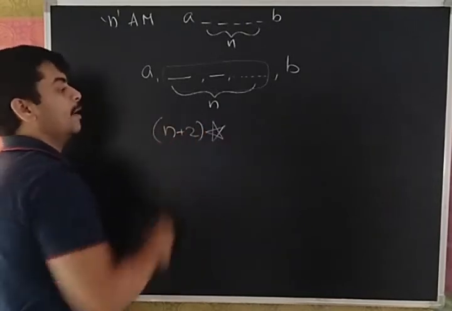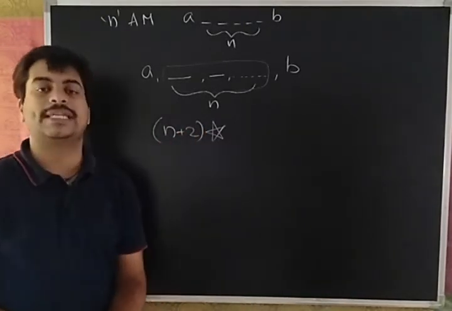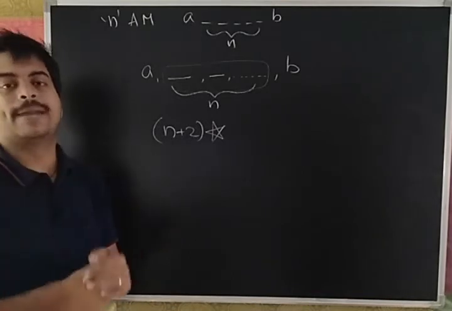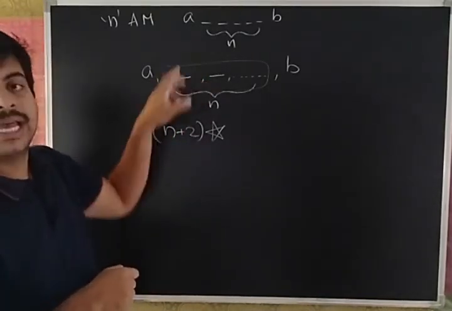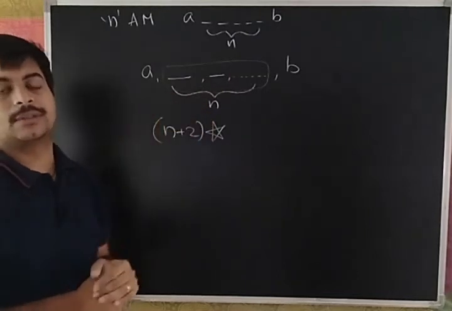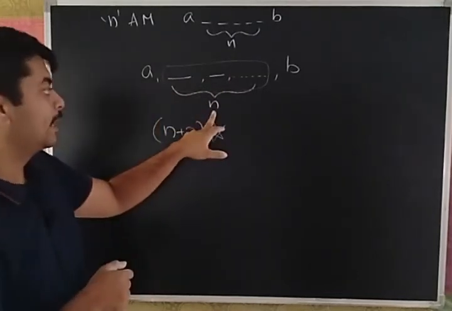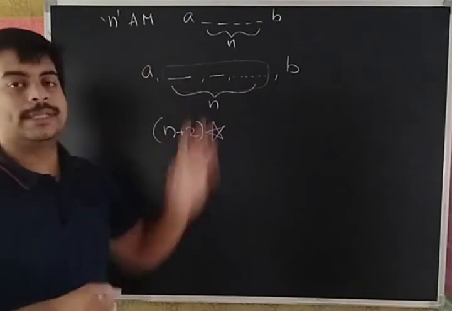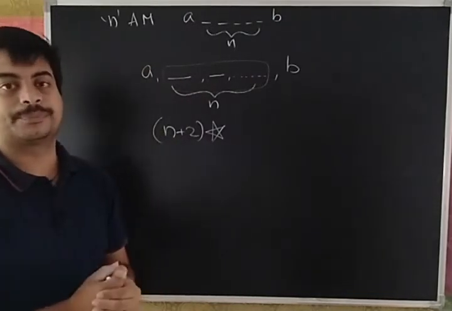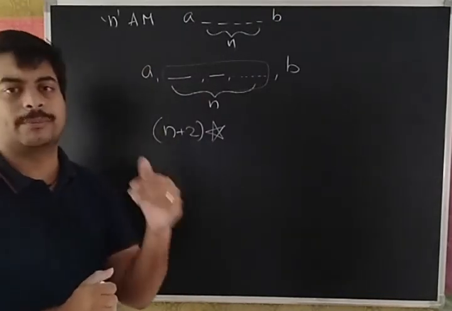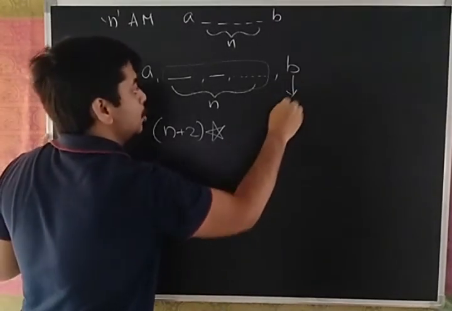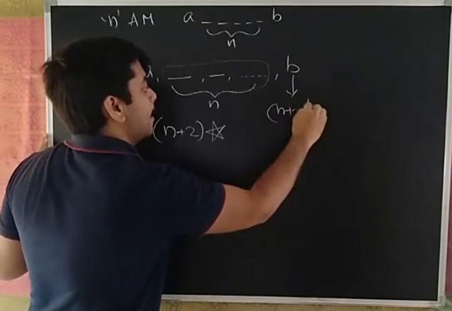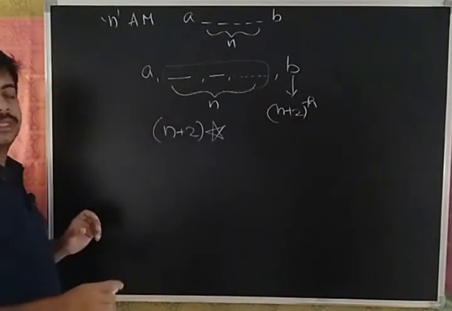This is where many of you will make a mistake even after several practice problems. The total number of terms is not this one. N is n arithmetic means in this question. So, n plus 2 will be the total number of elements. Correct. So, B is the n plus 2th element. Is it correct? B is the n plus 2th element.